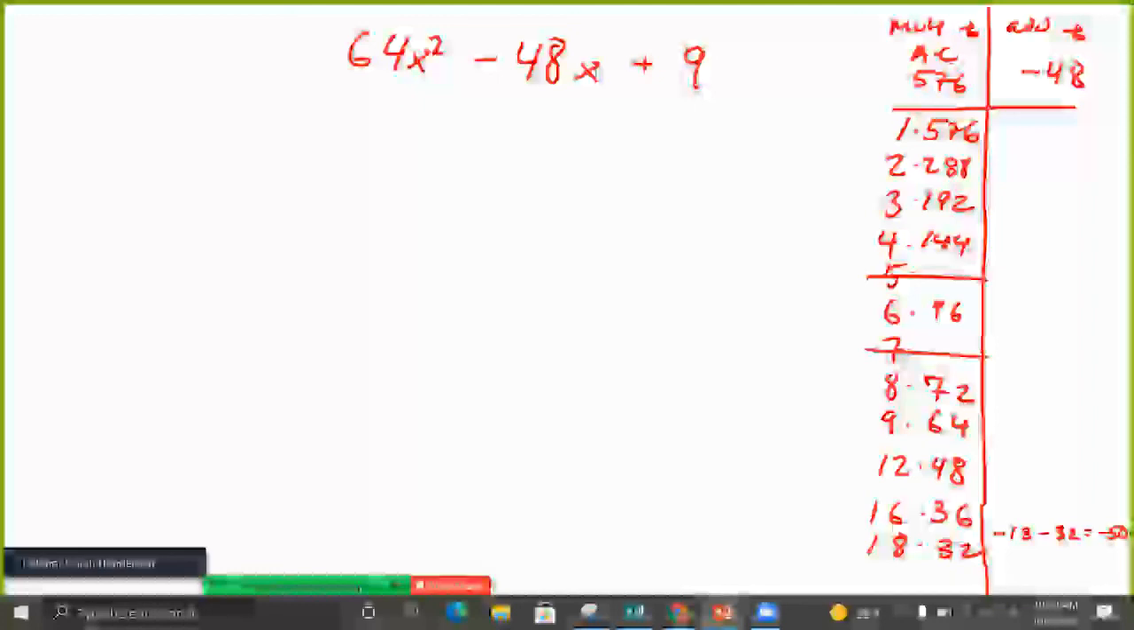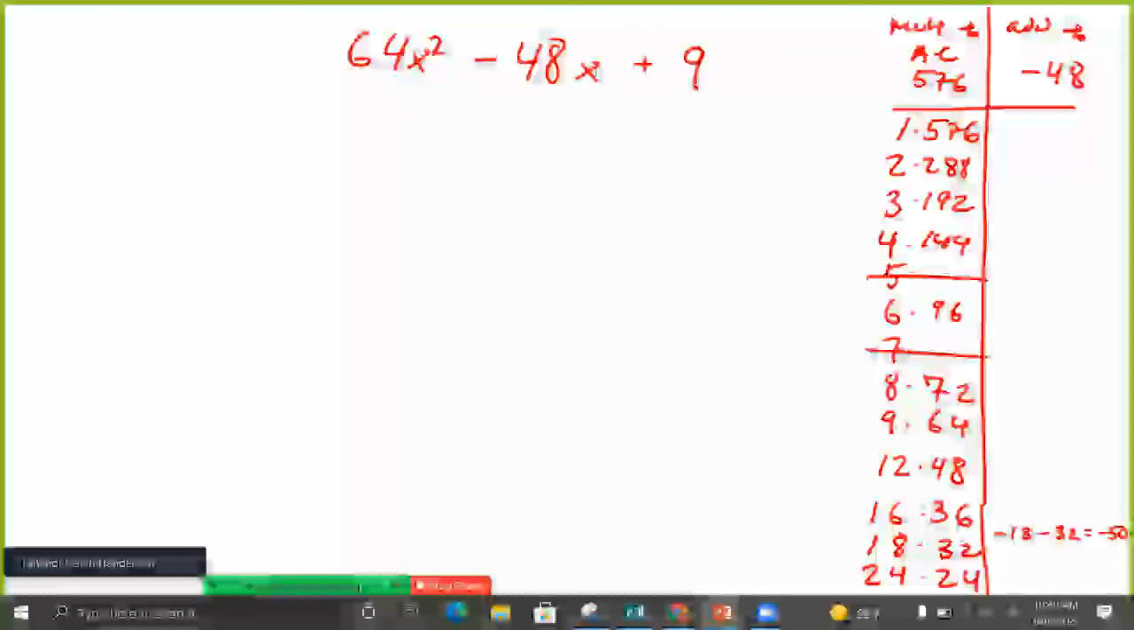Can I divide it by 19? 576 divided by 19. Nope. By 20. No. 21 didn't work. Oh my goodness. Okay, so I finally got it. I think 24 and 24.